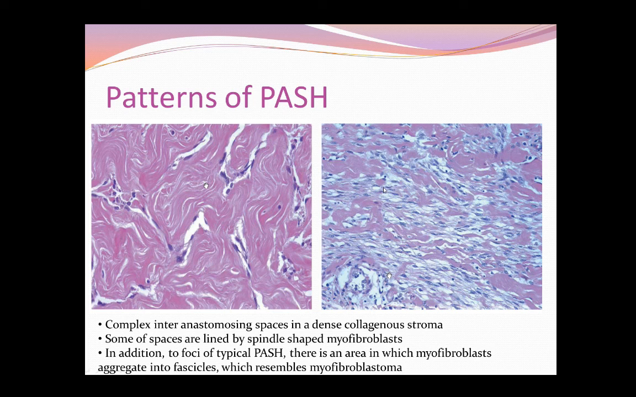So the other soft features to differentiate: myofibroblastoma is well circumscribed, but PASH can also be well circumscribed. This morphology in a myofibroblastoma would be throughout, unlike in PASH, where it might mostly be focal.